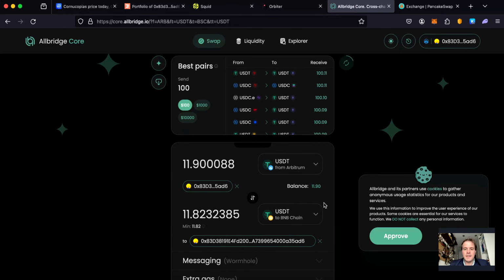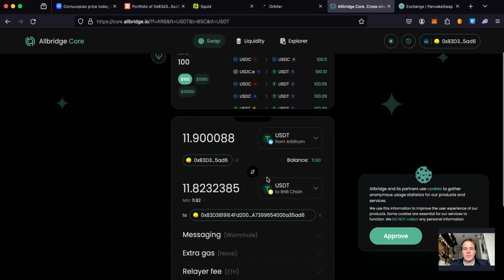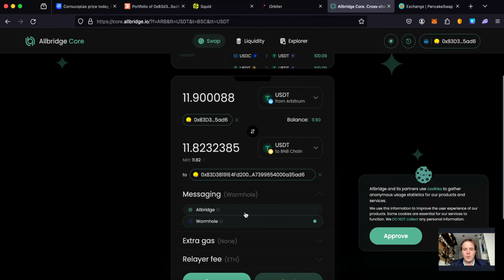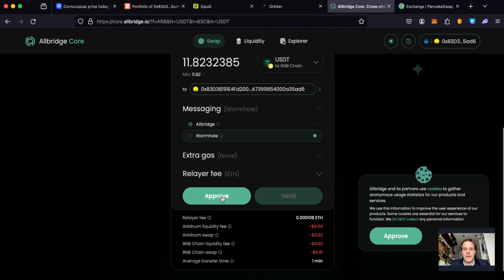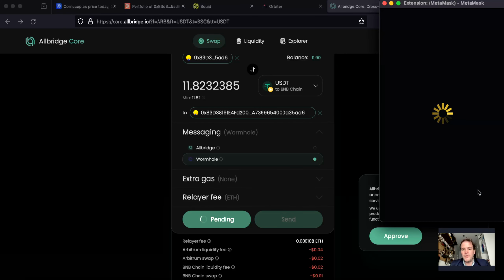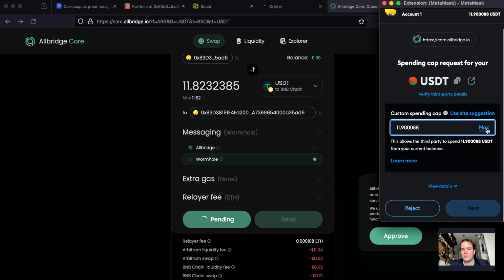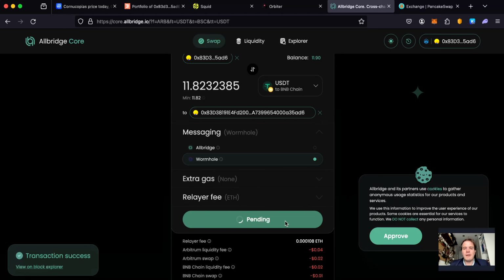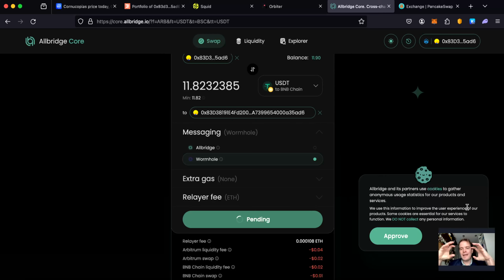Finally, let's have a look at Allbridge. And let's have a look at USDT from Arbitrum. Let's connect our wallet, our MetaMask wallet. Okay. And I've got my 11.90, and then I can send from Arbitrum, I can send it and I will get 11.82 USDT, and I can send it via Allbridge or via Wormhole, and I can approve and send my assets across. So now I'm just going to do one more bridge if I've got the funds for it. Again, I don't want to do this, I want to do that, and I'm just going to send it across. So now I should end up with USDT on Binance Smart Chain.